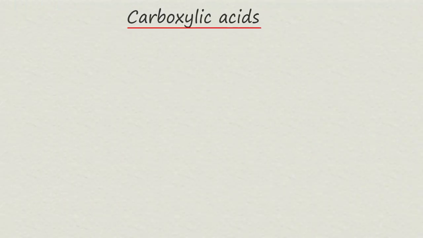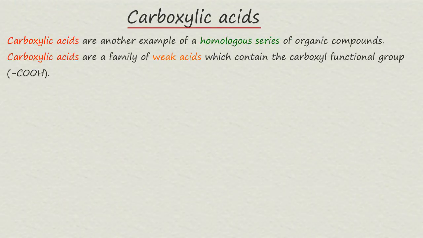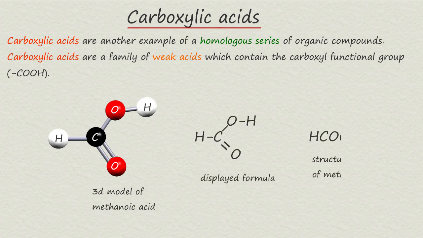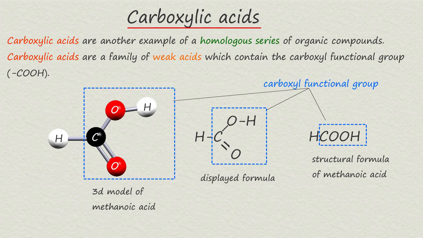The carboxylic acids are a family of weak acids which all contain the carboxyl functional group. Now the first member of this family or homologous series is methanoic acid. A ball and stick model, as well as a displayed and structural formula for this carboxylic acid are shown, and the carboxyl group is clearly highlighted.